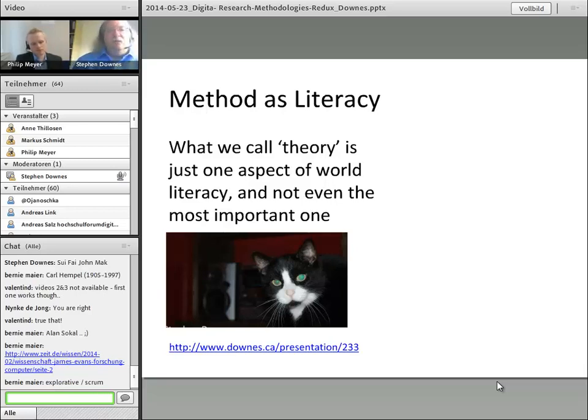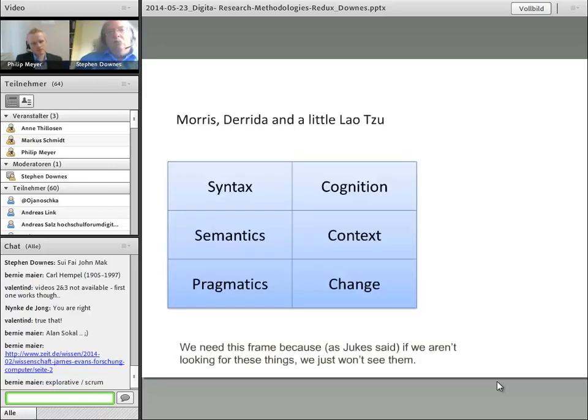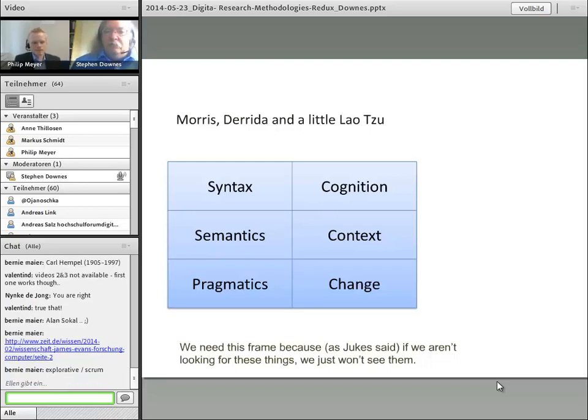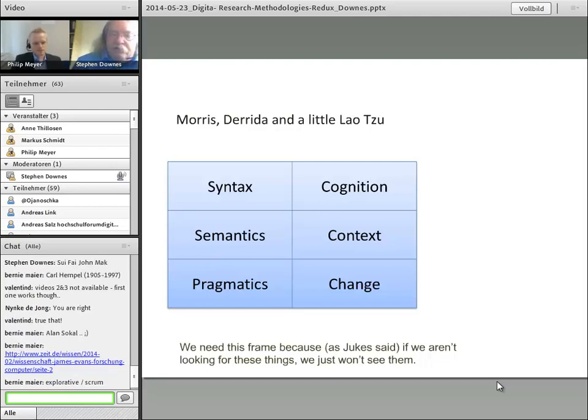So what are the aspects of this literacy? This literacy is beyond simple grammar rules, things like that, because we know language is much more complex than that. My own frame for literacy divides it into six areas. These are rough and ready. This is not the structure of literacy. It's not a theory about literacy. It's just a way of talking about it.